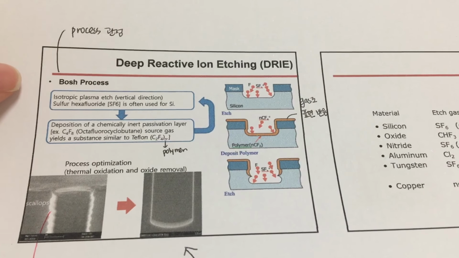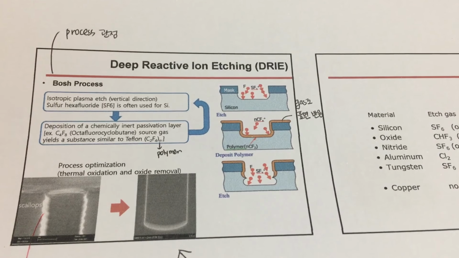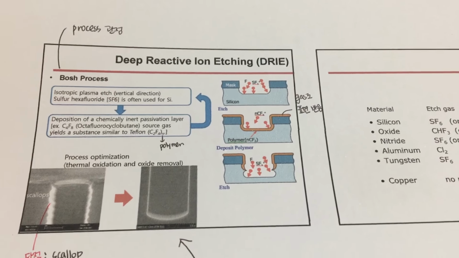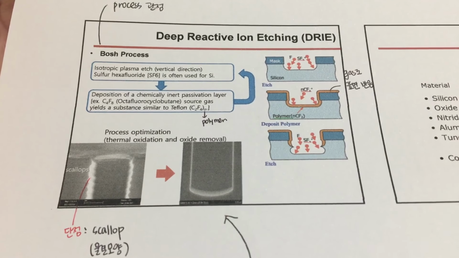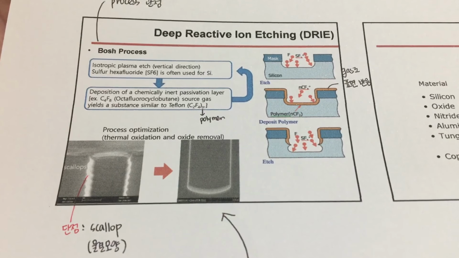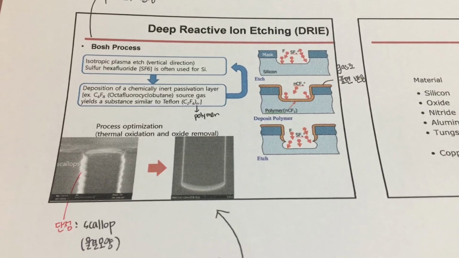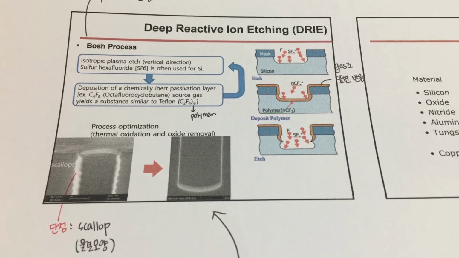Bosch process is the only recognized production technique. In a standard nearly isotropic plasma etch, the plasma contains some ions which attack the wafer from a nearly vertical direction.